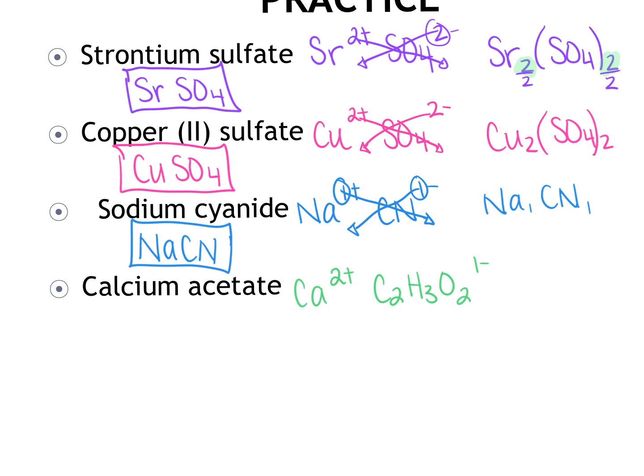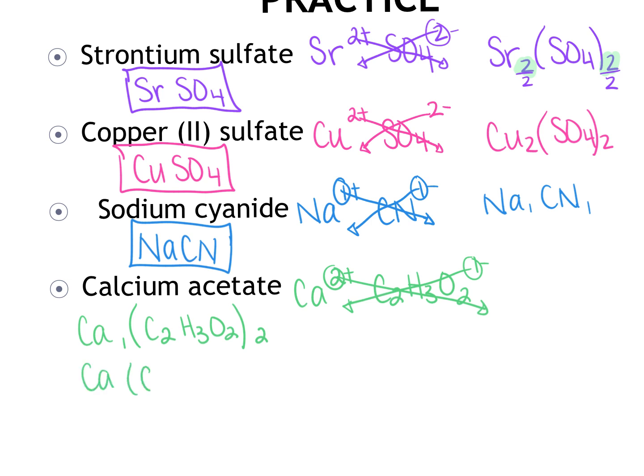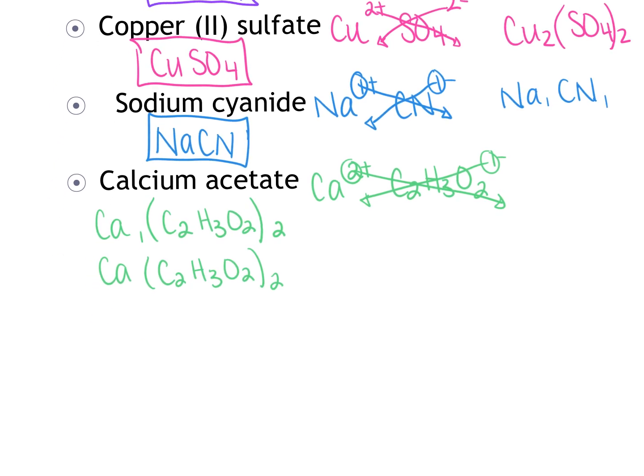After you write your charges, what do you do? Crisscross. So you should end up with Ca1, C2H3O2, 2. And what needs to go around the acetate? Parentheses. And then I'm just going to rewrite it without the 1. So that's one option. Let me show you if you chose the other option. You could have done Ca2 plus with CH3COO.